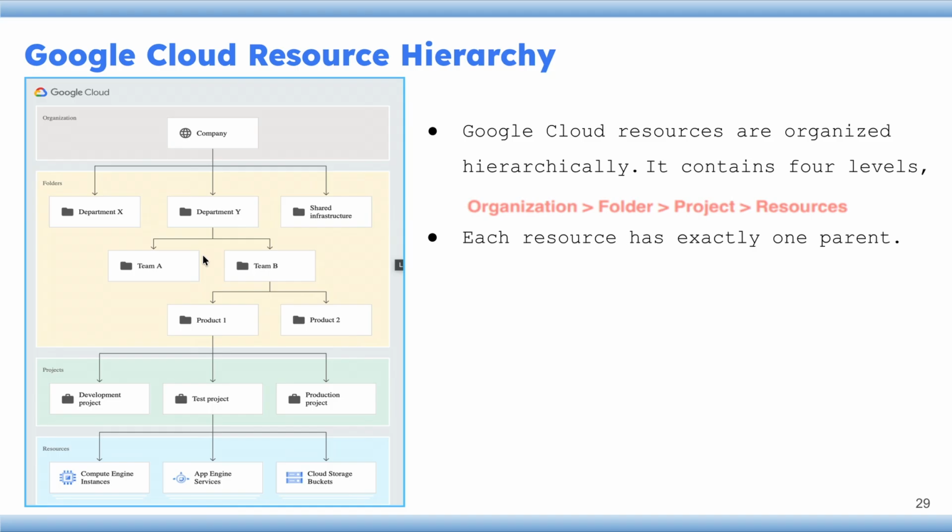Generally, each resource has exactly one parent. For example, if you take a look at this cloud storage bucket, what is the parent of this particular service? You can directly point to this company, and this cloud storage bucket is part of the test project. Test project is part of product one. Product one is part of team B, and team B is part of department Y, and department Y is part of the company itself. So all the resources except for the highest resource in the hierarchy have exactly one parent. Except for this company, all the other resources have exactly one parent.